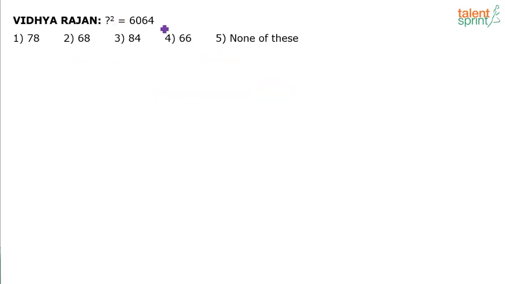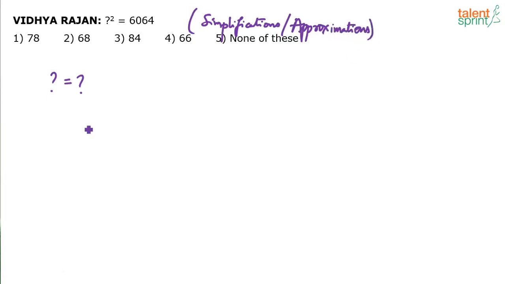Question mark is equal to 6064. Question mark square is equal to 6064. We are supposed to find out what comes in place of the question mark here, right? Question mark is equal to what, basically. And the only challenge we have here is we are not sure if this question was posted in the simplifications. It was asked on the simplifications or approximations, because depending on that, the method has to be applied, right? Is it simplifications or approximations?